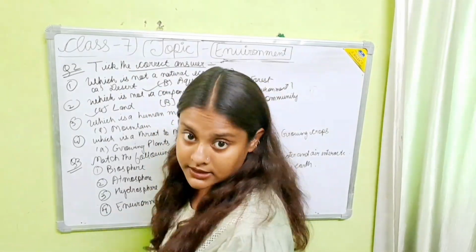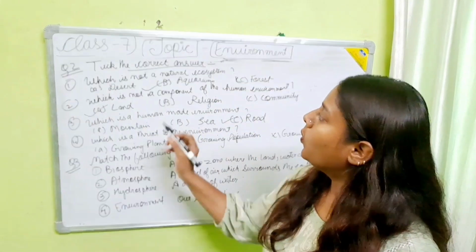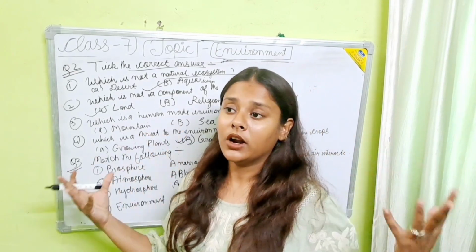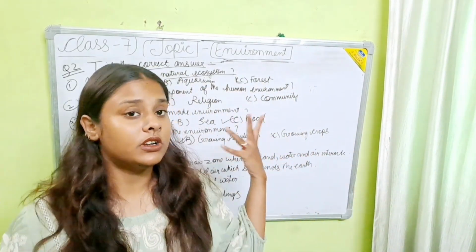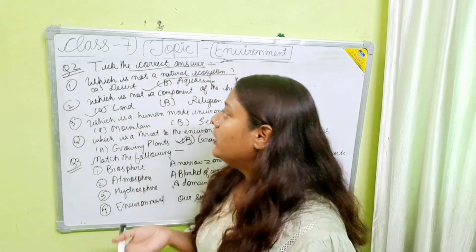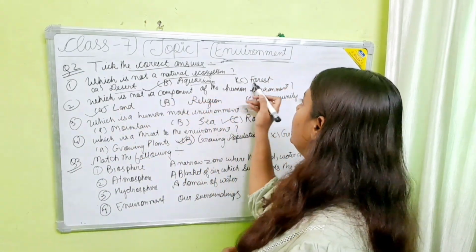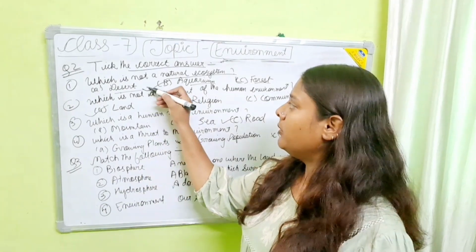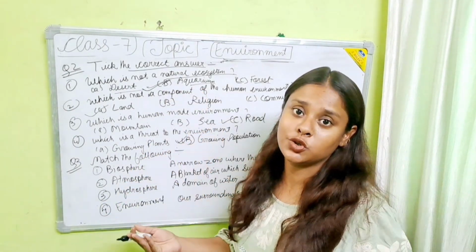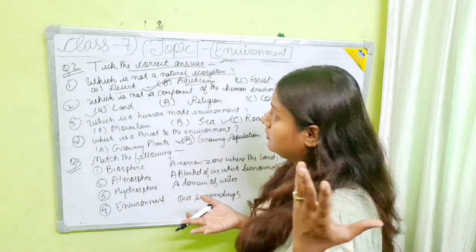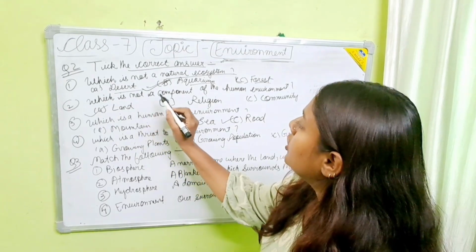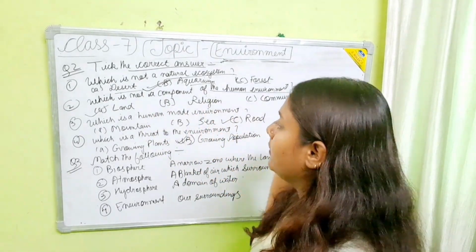Take the correct answer. First, which is not a natural ecosystem? We have talked about what things come under natural ecosystem, that are land, water, air and biosphere. And when we see desert, aquarium, forest, it is obviously aquarium. Aquarium we used to keep artificially at our homes, in which we used to domesticate fishes.